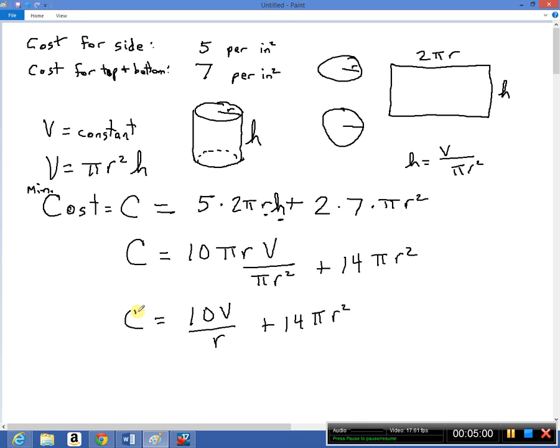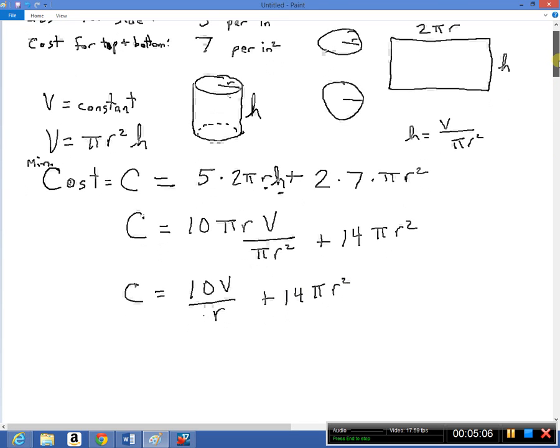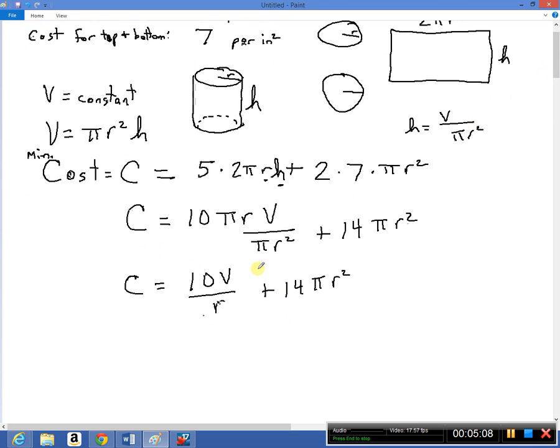So now I have the cost as a function only of r, and I can go ahead and figure out what the critical numbers are for this. Also, you might note that the smallest value for r is 0, and then there is a largest value of r, which I probably should figure out.